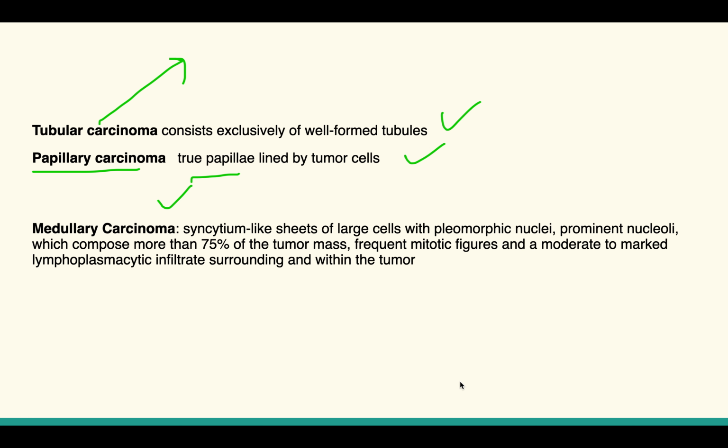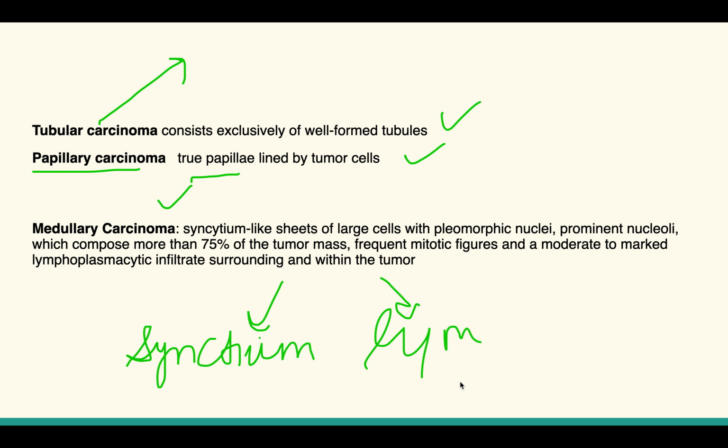Then medullary carcinoma. Medullary carcinoma is also a very interesting morphological variant. Here mainly two things are important. One is syncytium-like growth of the tumor cells, and second is the lymphoplasmacytic infiltrate which is present. Syncytium-like growth of very pleomorphic nuclei. They have very prominent nuclei, and secondly the lymphoplasmacytic infiltrate.